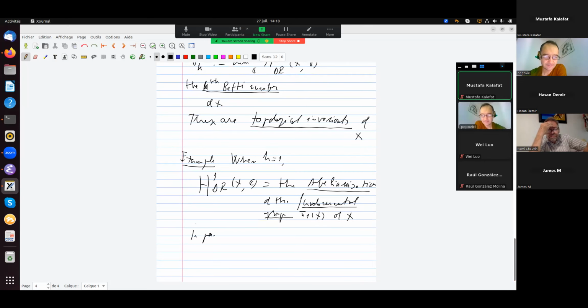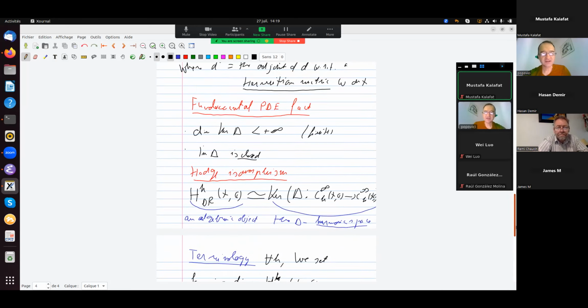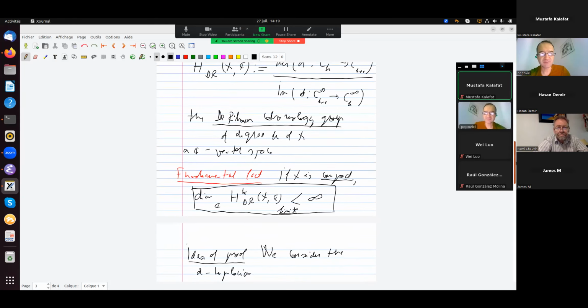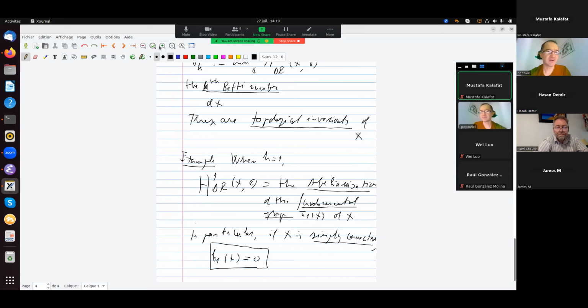Intuitively, simply connected means that there are no holes. So if X is simply connected, if it has no holes, its first Betti number b_1 of X vanishes. And now, this is the de Rham cohomology. From our point of view, its main feature is that it depends only on the differentiable structure of the manifold.